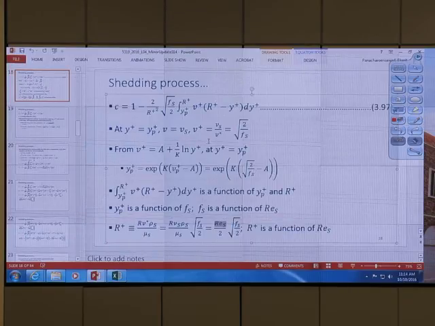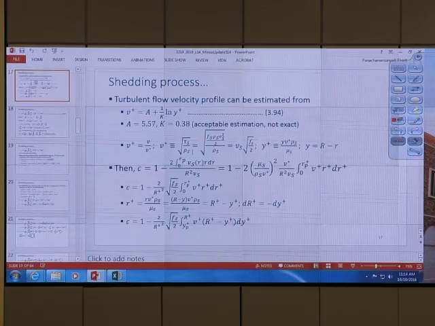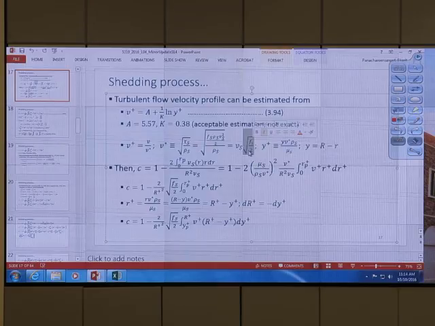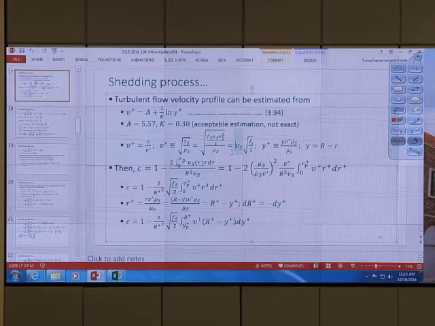Actually, V star changes, right? V star is f over 2, and f comes from the Reynolds number, right? So when your Reynolds number changes, V star will change. When V star changes, everything else changes accordingly.